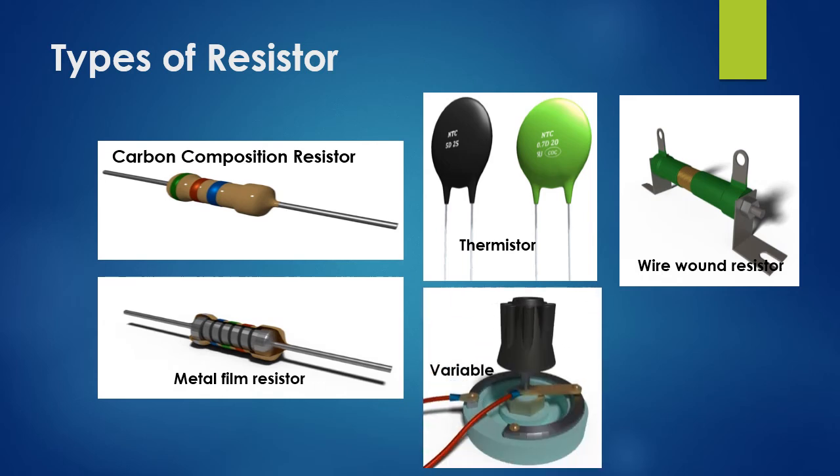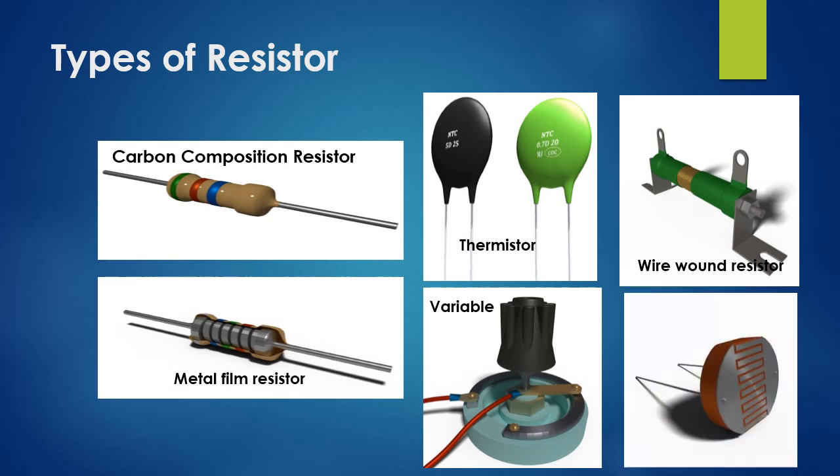The next resistor is the variable resistor. Variable means the resistance value can be adjusted. So it is a potentiometer. There is a rotating shaft by using which the resistance value can be changed. An example of a variable resistor is the rheostat.